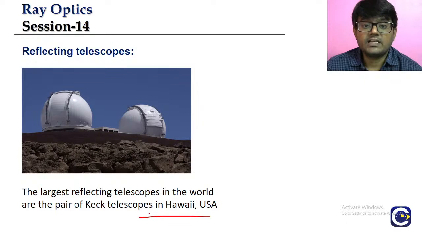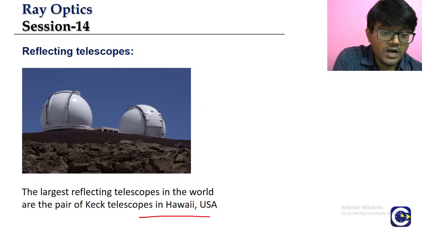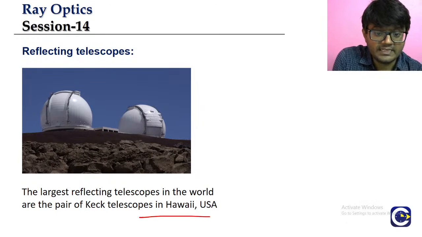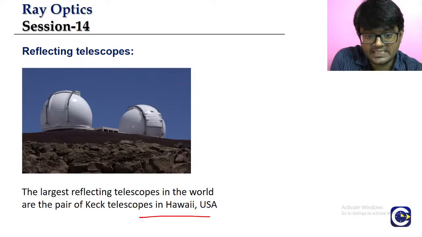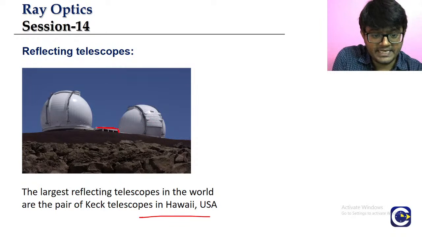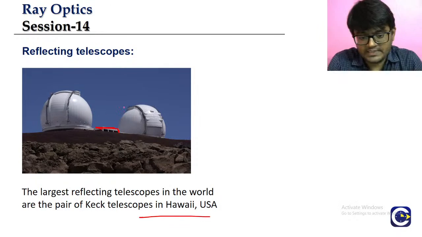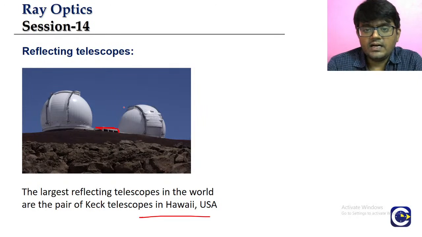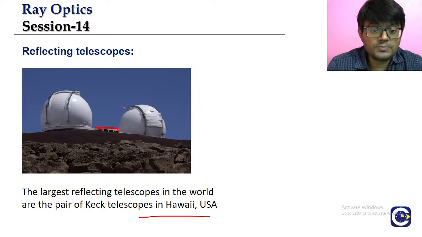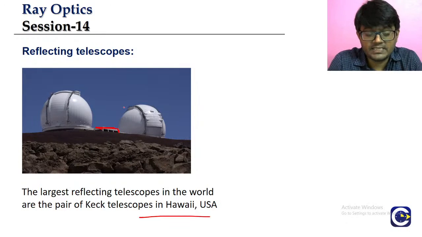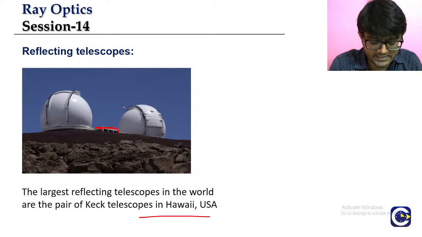They are actually a set of two of them. You can see how large they are. The entire setup is kept inside these dome like structures, but you can see this is like a building, and it looks so small in comparison to the entire setup. So the reflecting telescopes have advantages over the normal lens based telescope, because they will not have these aberrations, and they will be light in terms of moving from one place to another.